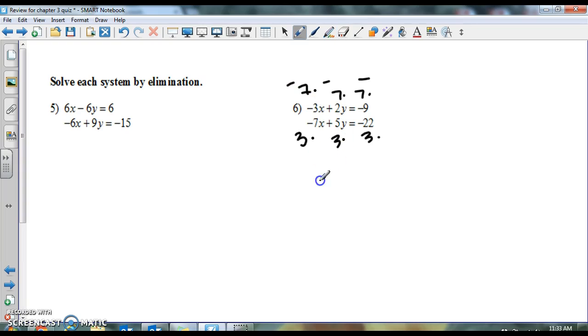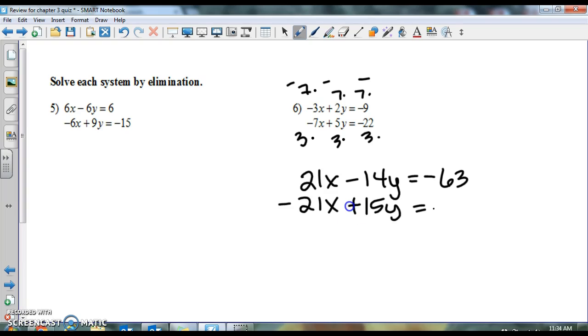So negative 7 times negative 3 is a positive 21x. Negative 7 times 2y is negative 14y. Negative 7 times negative 9 is a negative 63. On the bottom, I multiply by just 3, and I get negative 21x plus 15y equals a negative 66. Oh, wait, go back. Negative 7 times negative 9 is a positive 63. Whoops. That should be a positive 63.